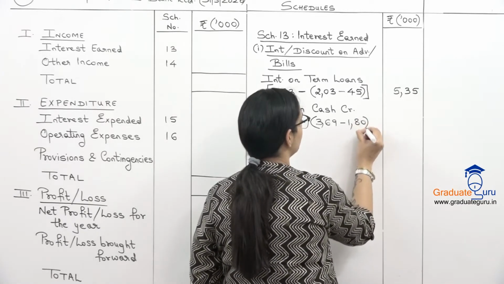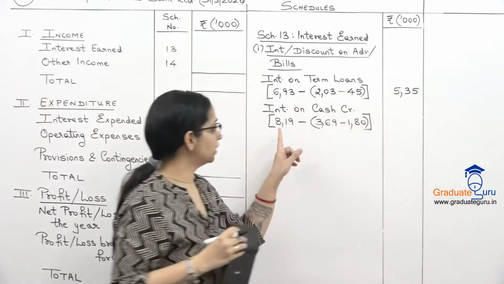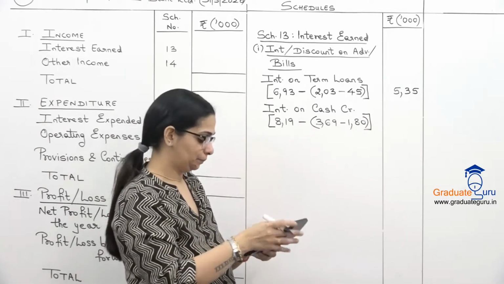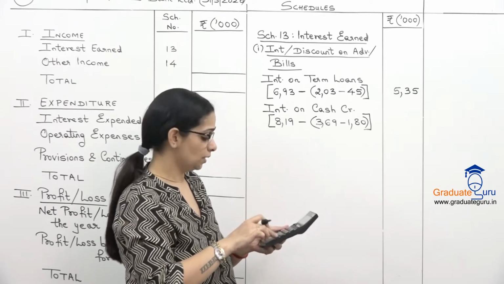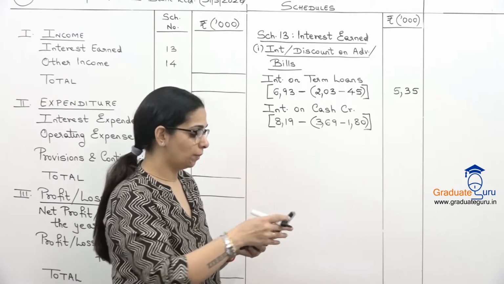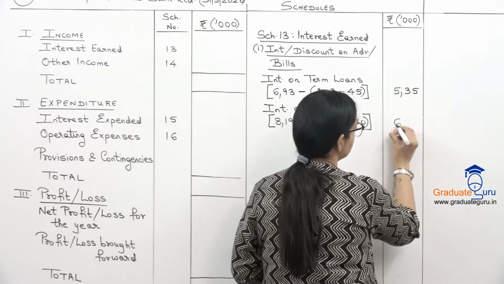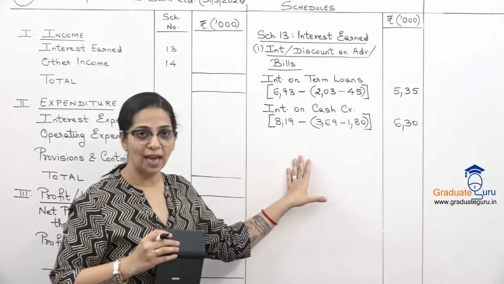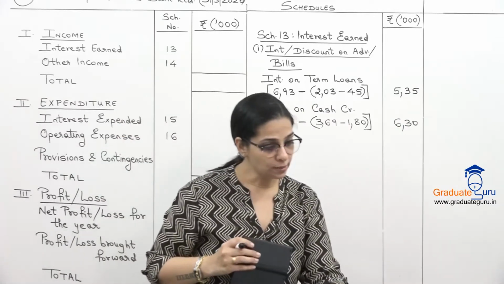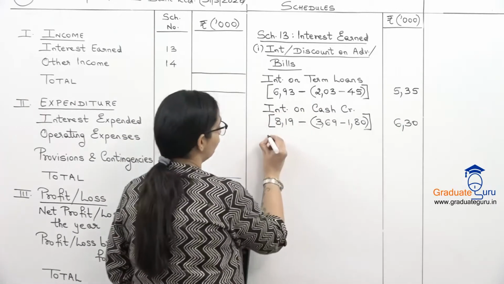So the balance we have not received, which I will subtract from 819. So 369 minus 180 and subtract that from 819, we get 630 as our interest on cash credit. Next is interest on overdraft.